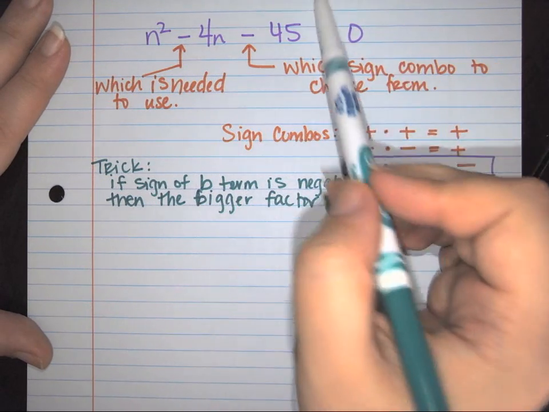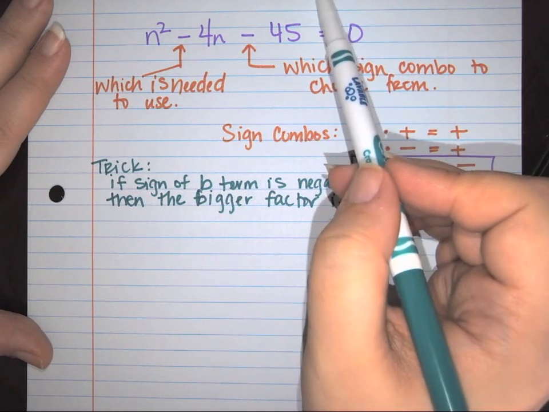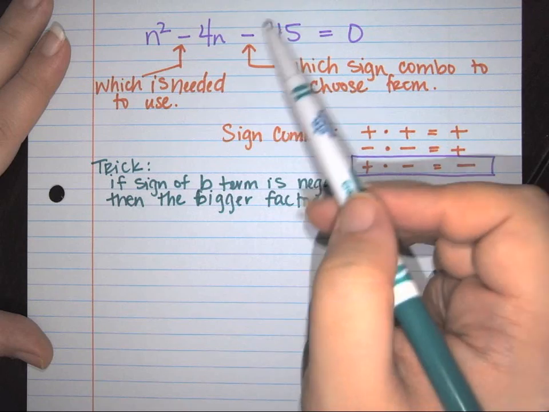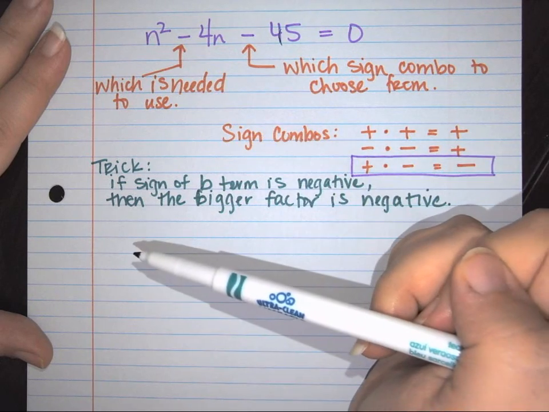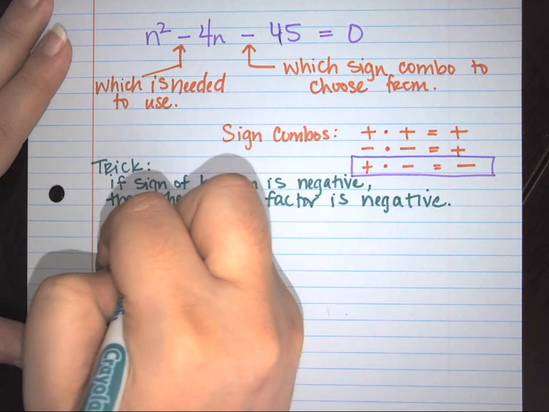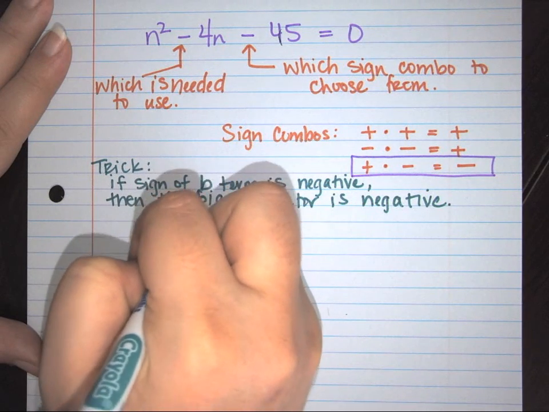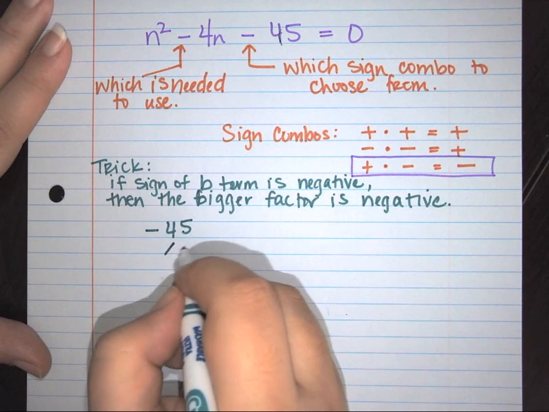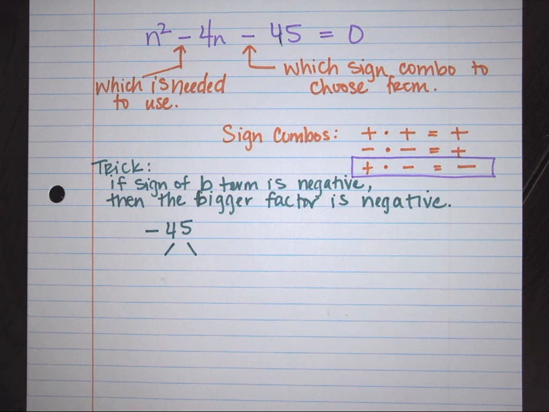So we have to look at factors of 45, factors of my 45, that when combined are going to give me the 4n. So I have my negative 45 here, and the first thing I'm going to do is I'm going to ignore the signs, and I'm going to write down all of my factors that exist for 45.